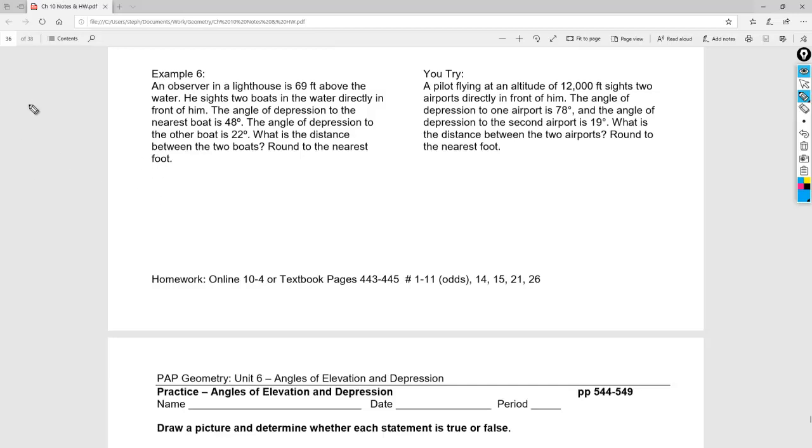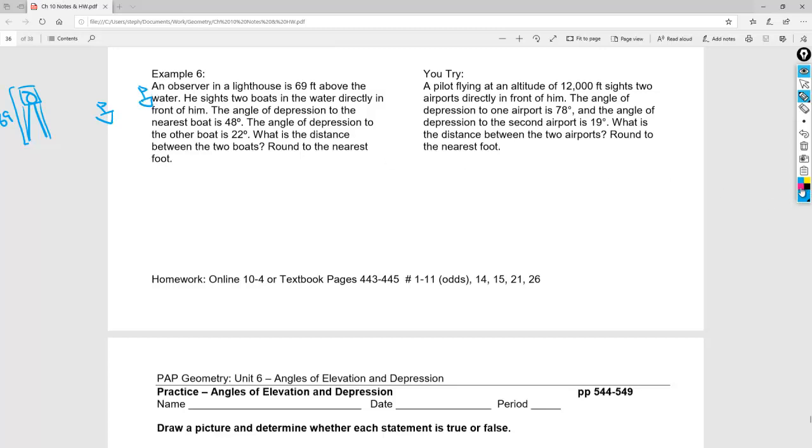I'll draw it over here. We're going to run out of room, I think. So let's say this is what a lighthouse looks like, maybe. And I'm not totally sure. And what's happening is this is 69 feet tall. There's a boat here, and there's another boat further away.